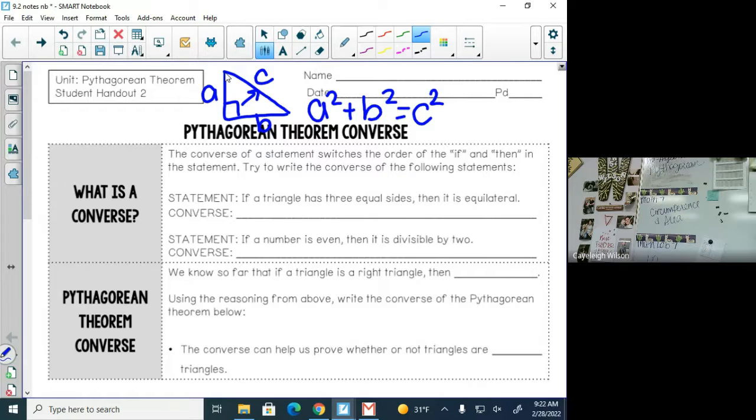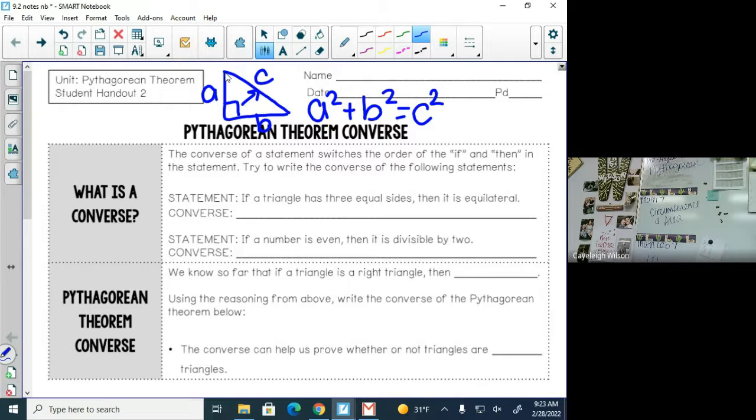Now, a converse is basically just another way of saying something. And the C is always bigger than the A. Right. That is true. I didn't need to say that. So the C, the hypotenuse, is always longer than the side lengths, than the legs, always. So if you ever set up something with the Pythagorean theorem and your B or A is longer than C, then that means you did something wrong and you need to go back and check it.